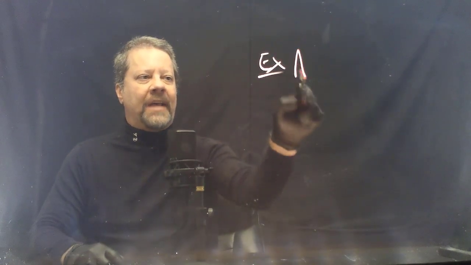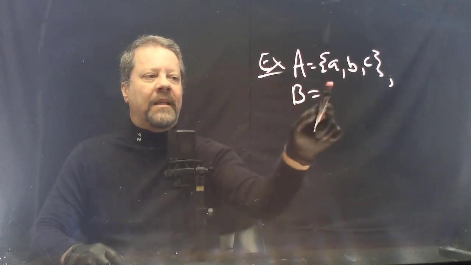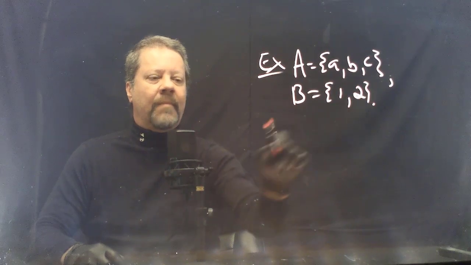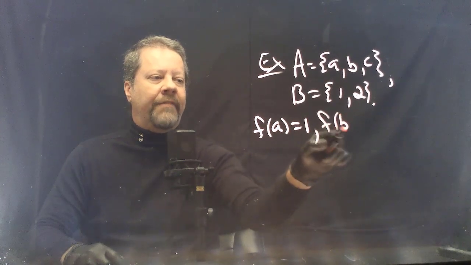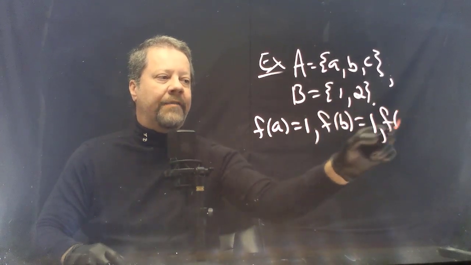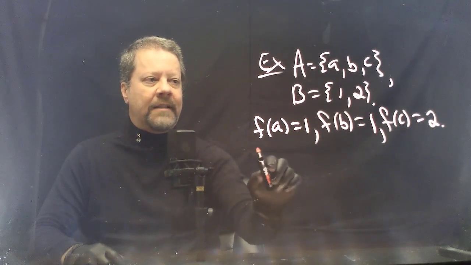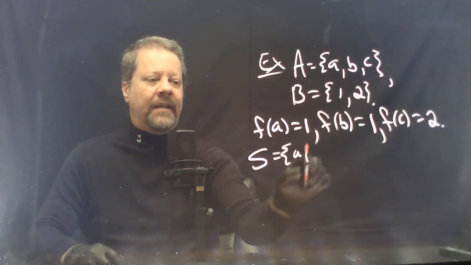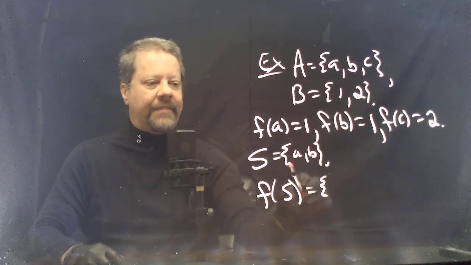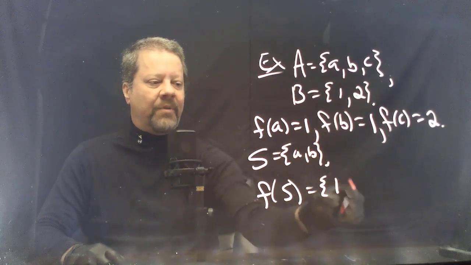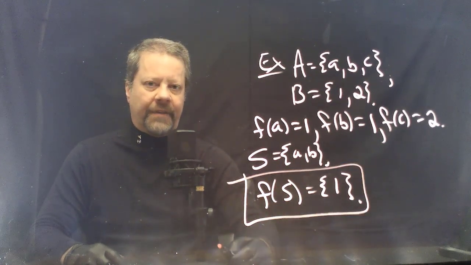As an example, suppose A is the set with the letters A, B, and C, and B is the collection of numbers 1 and 2. We'll define a function so that f of A is 1, f of B is 1, and f of C is 2. Then, let's set S to be the set AB. f of S will be the set of things that come out when we plug A or B in, but only one comes out. So that will be the image of this set under the function f.